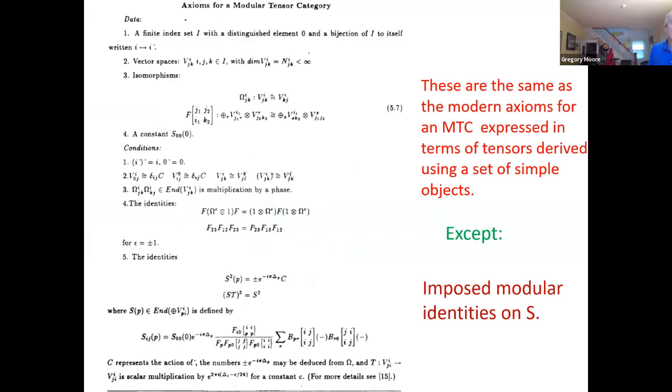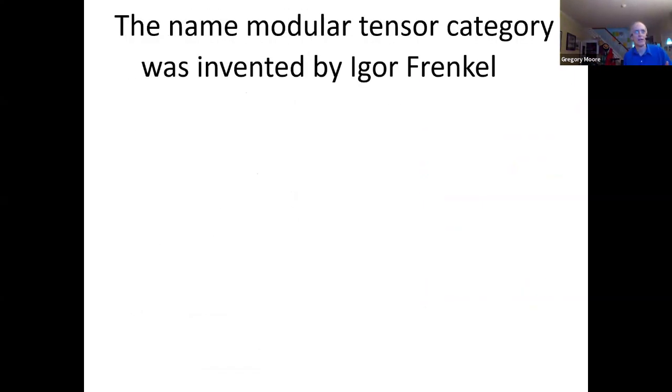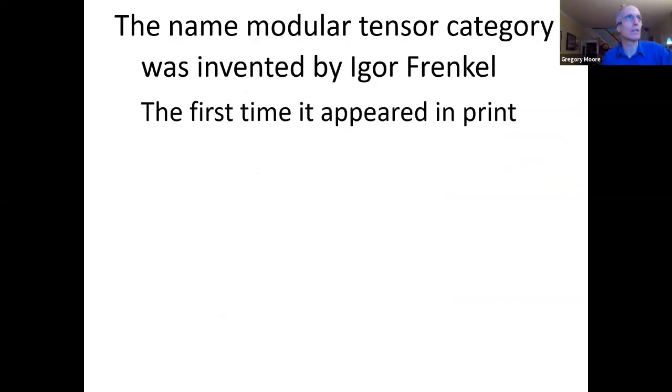Now, I say they're the same as the modern axioms, except we wrote a formula for S in terms of the braiding and the twist, but we then imposed the modular identities on that matrix. Now, the name modular tensor category was invented by Igor Frenkel, and so I'm pretty sure that this is the first time that term appeared in print.